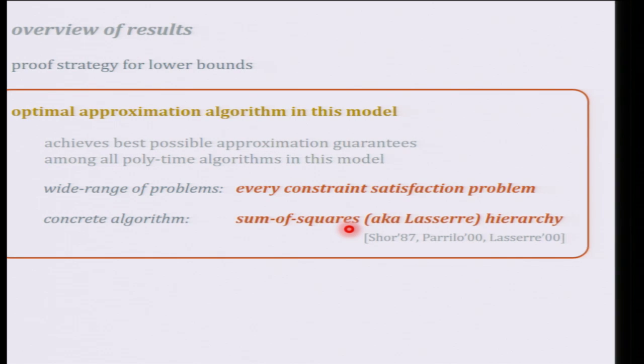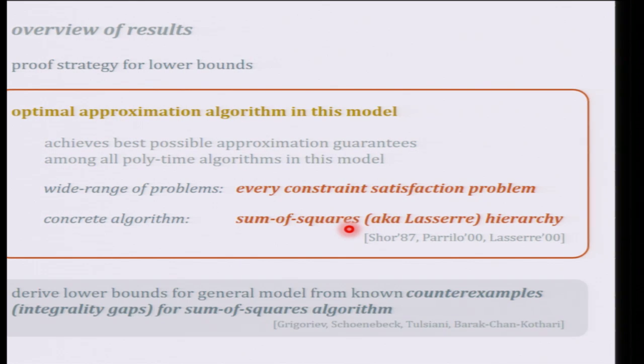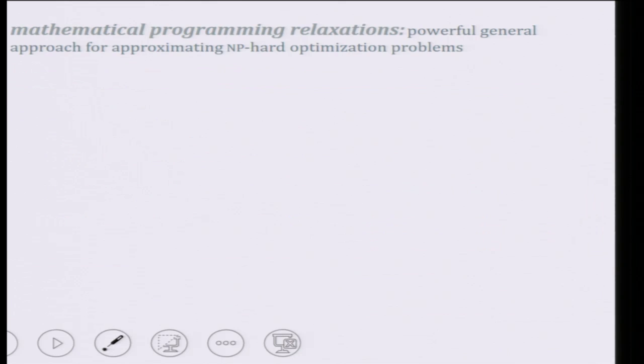The sum of squares algorithm, which is also known as the Lasserre hierarchy, is a very general, very powerful algorithm introduced by Shor, Parrilo, and Lasserre. Now, with this kind of universality result in hand, the way you can derive lower bounds for the general model is by showing counterexamples for this concrete sum of squares algorithm. It turns out that there's a sequence of recent works that provide such counterexamples for this algorithm, which are also called integrality gaps. In the past years, we've developed quite a number of interesting techniques that allow us to show lower bounds for this particular algorithm. And now with this optimality result, we can lift all of those lower bounds to lower bounds for the general model.